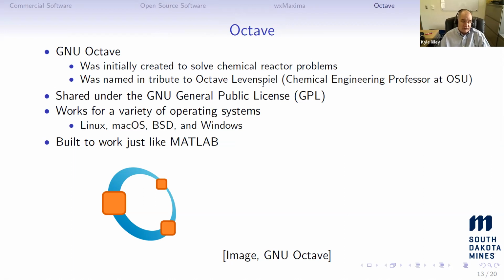GNU Octave was initially created to solve chemical reactor problems. And the Octave name actually is a tribute. One of the creators of Octave wanted to name it in honor of one of his former professors and mentors. So it's named in tribute to Octave Levenspiel, a chemical engineering professor at Oregon State. There's nothing about music or anything else that's tied to the name. A lot of people think, oh, Octave's because of music, and it's not. That's not where it comes from.